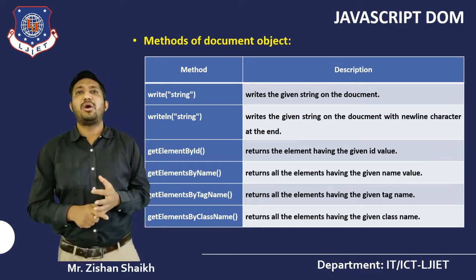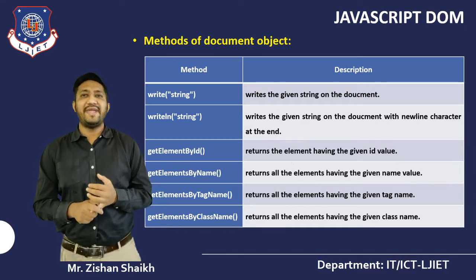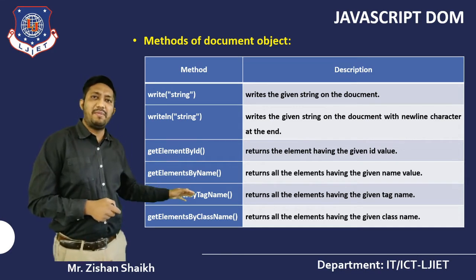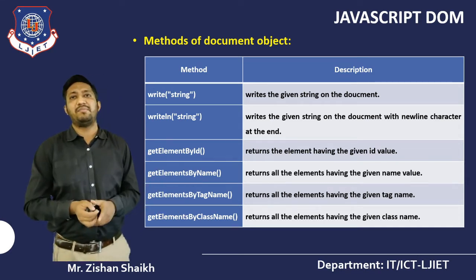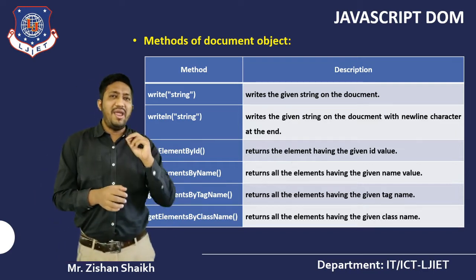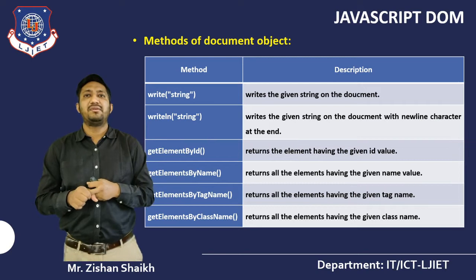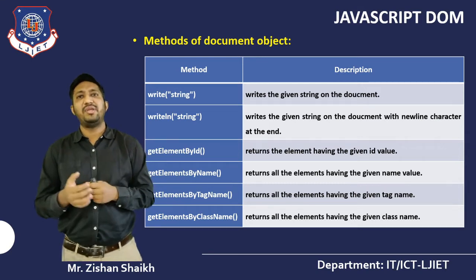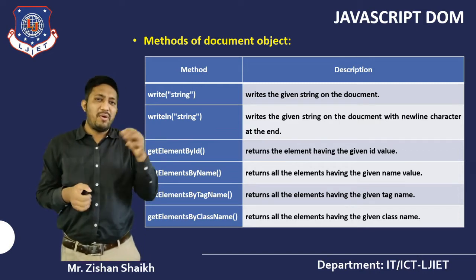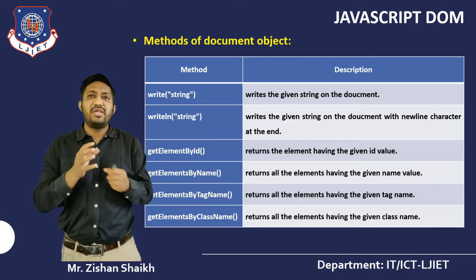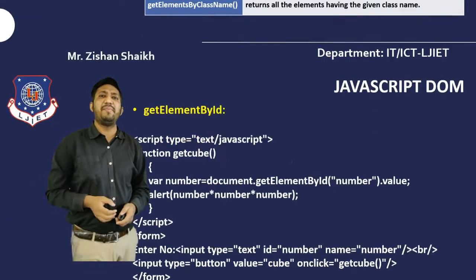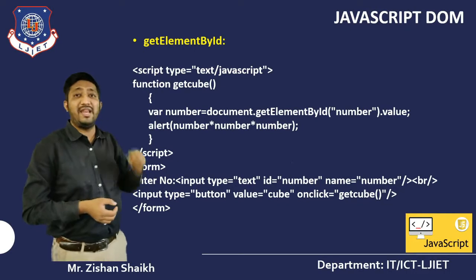Those methods are document.getElementById, document.getElementsByName, getElementsByTagName, getElementsByClassName. All these methods are very useful because you are playing with your HTML elements, because we are using ID, we are using class, we are using text. So if we want to get information from our HTML page using our script, we can use this type of method. Let's take one basic example using getElementById.